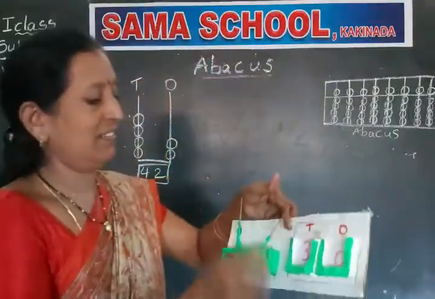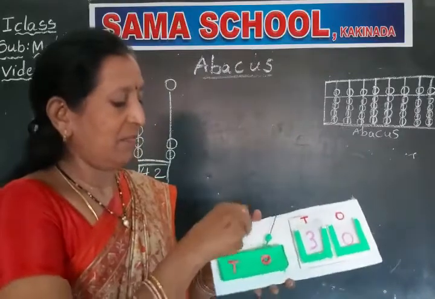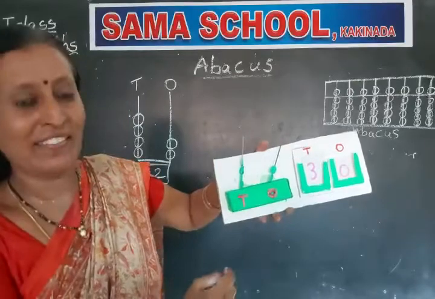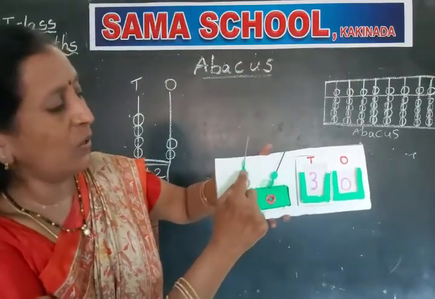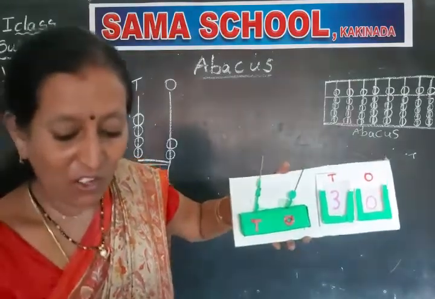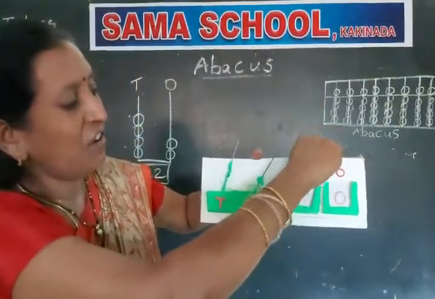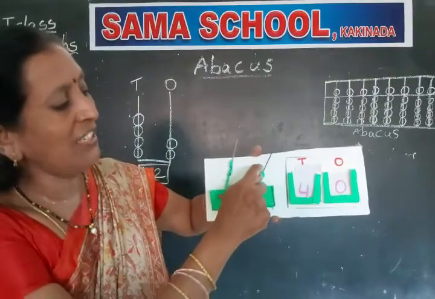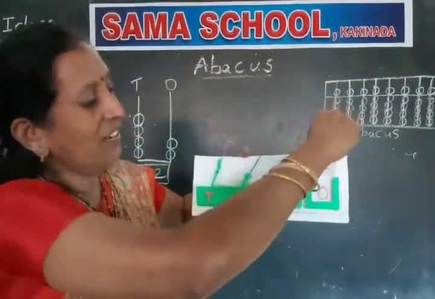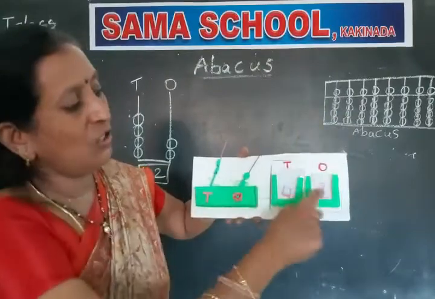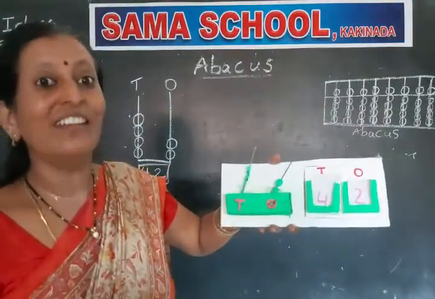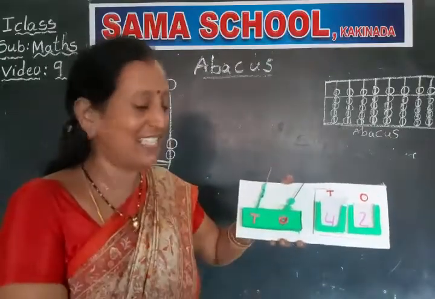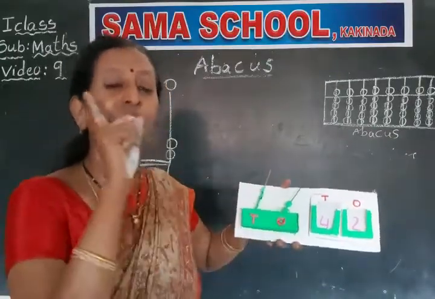Now see there. How many in the tens place? Count. 1, 2, 3, 4. So you put 4 tens. And in the ones place how many beads? 1, 2. So in ones, 2. So what is the number here? 42. In the tens place you count as tens and in the ones place you count only as ones.